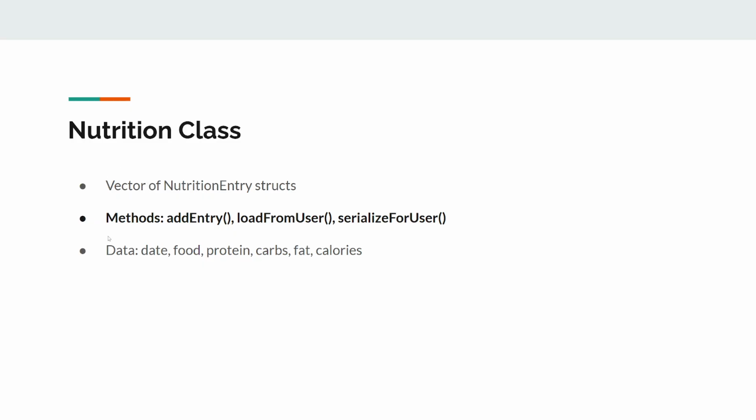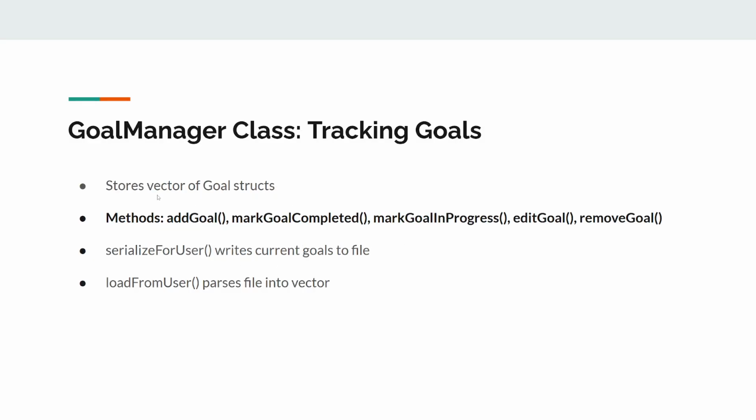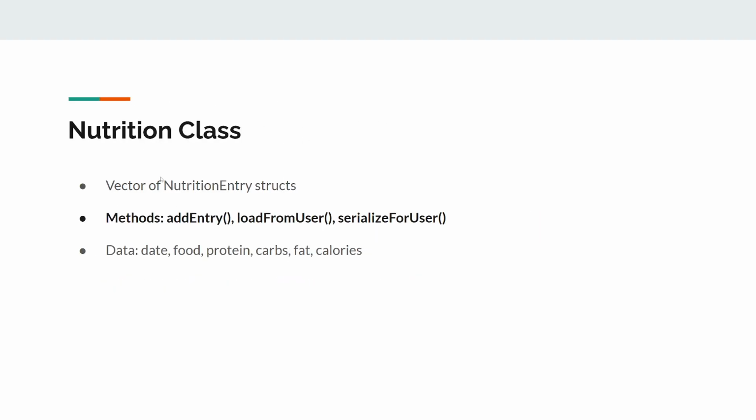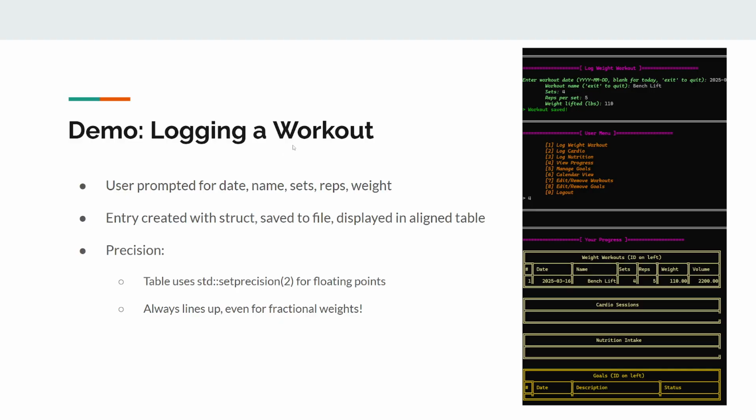It has a vector of nutrition entry structs, and some methods that I made for this class are add entry, load from user, and serialize for user. I didn't have time to implement as many things as workout and goal had, so nutrition is unable to do specific things, such as adding multiple structs, for now at least. Some important data that nutrition has is date, food, protein, carbs, fat, and calories, so users can enter that.